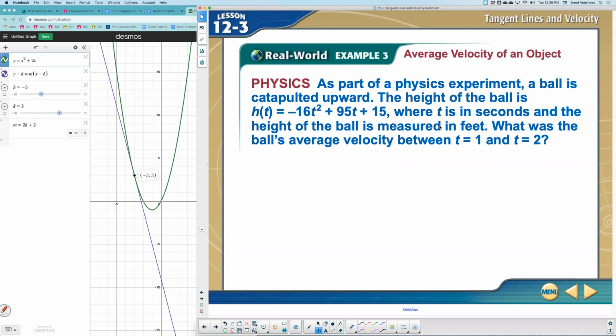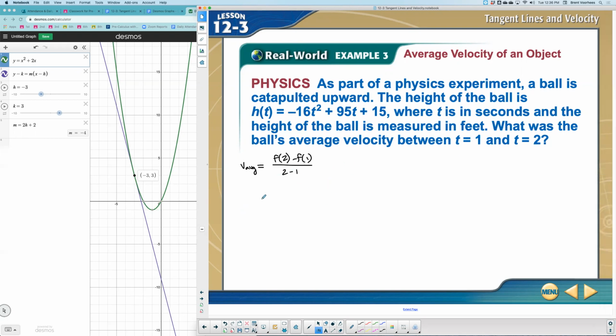So it says in a physics experiment, a ball is catapulted upward. The height of the ball is represented by this equation, where t is in seconds and the height of the ball is measured in feet. What was the ball's average velocity between these 2 times? So the formula we just had said that the average velocity, which they write as v subscript avg for average, is equal to f of the second time, which would be 2, minus f of 1, that's the change in distance, divided by the time change between the 2.